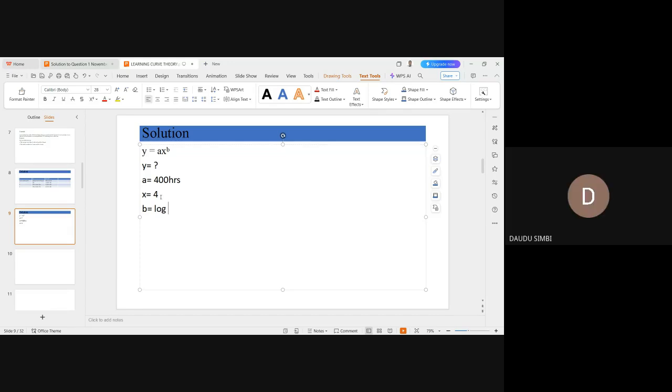Log R divided by log 2. So what is log R? Rate of learning, 0.75. Okay, yes. So we'll now have it this way. B is equal to log 0.75 divided by log 2. If you have your calculator, you can determine what log 0.75 will be.